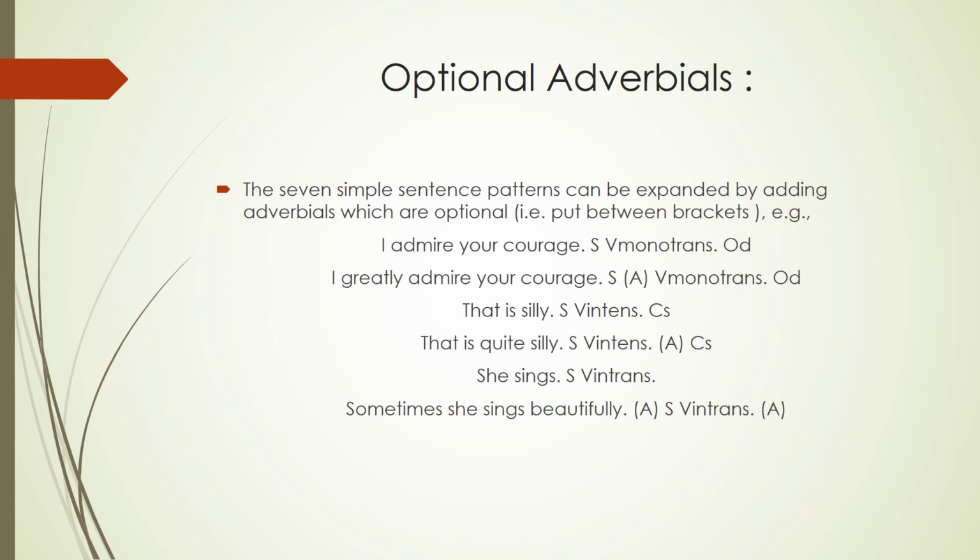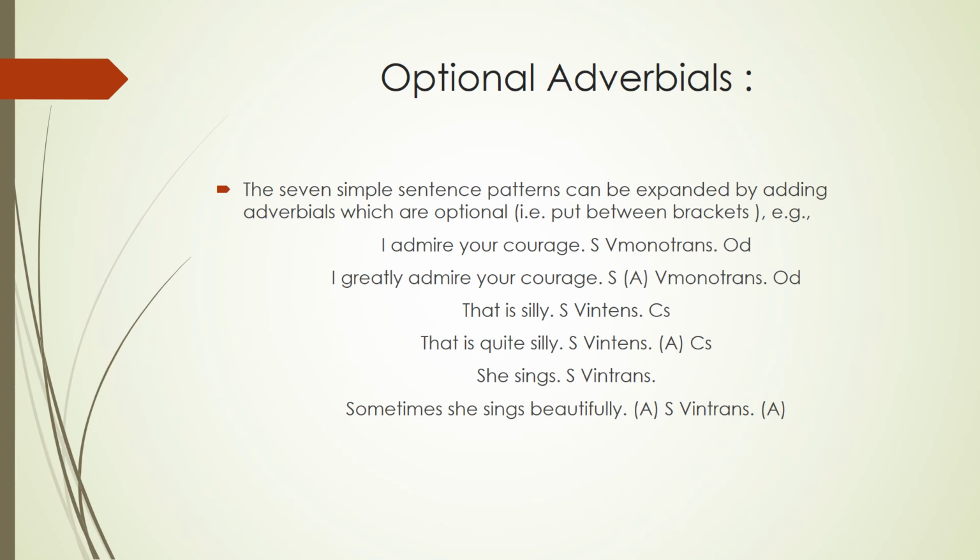Let us take examples to explain this. For example, I admire your courage. This sentence is a simple sentence that belongs to pattern number 3 because we have I as a subject, admire as the monotransitive verb, your courage as the direct object. I can expand the sentence by adding the adverb, greatly. I can say, I greatly admire your courage.